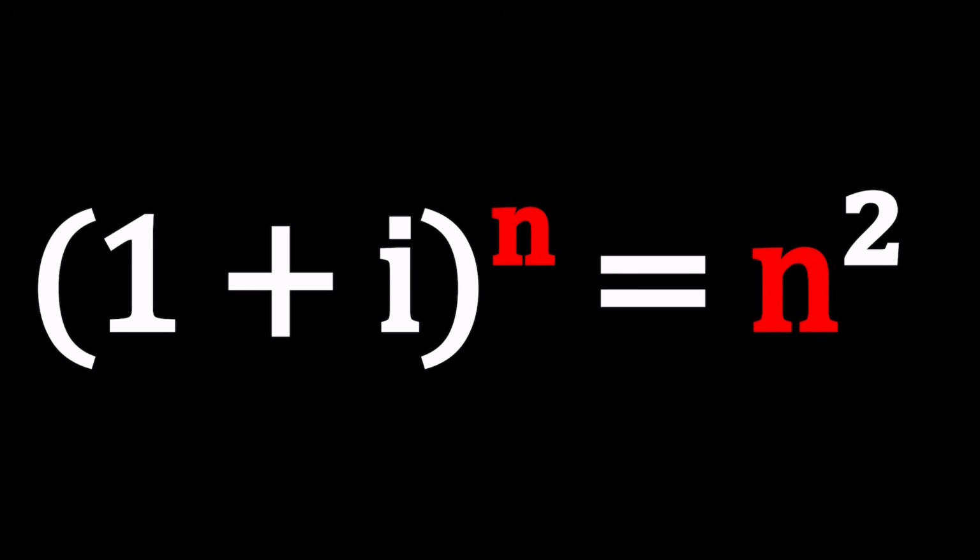This channel is all about complex numbers, and in this video we're going to be solving a very nice equation with complex numbers. We have (1 + i)^n = n². In this case, n is an integer.